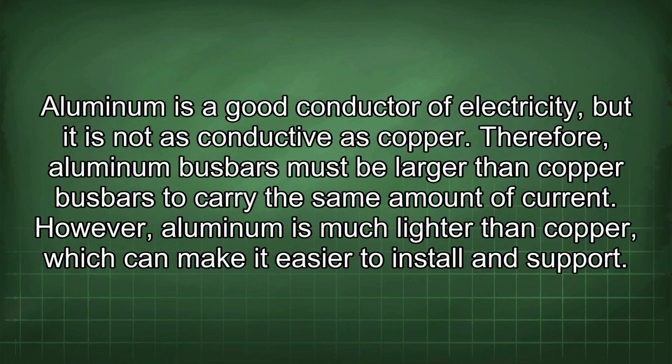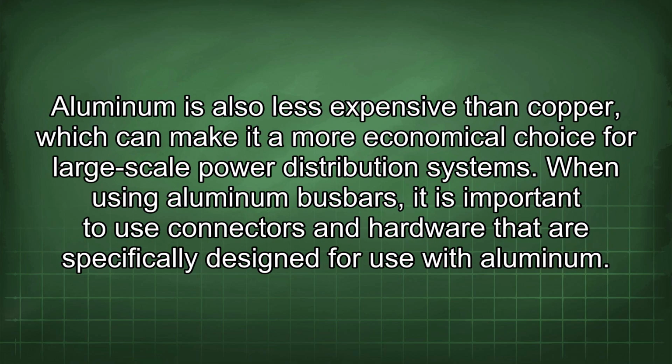Therefore, aluminum busbars must be larger than copper busbars to carry the same amount of current. However, aluminum is much lighter than copper, which can make it easier to install and support. Aluminum is also less expensive than copper, which can make it a more economical choice for large-scale power distribution systems.